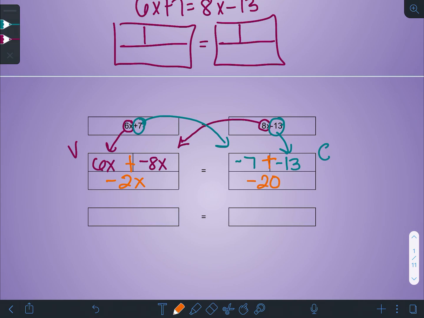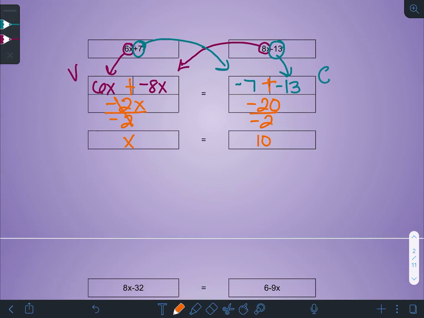So now I just have one of those easy peasy 6th grade equations that we've been talking about. A negative 2x is equal to a negative 20. So if I'm doing a negative 2 times x, my inverse is going to be to divide by negative 2. So those cancel and I get x is equal to 10.